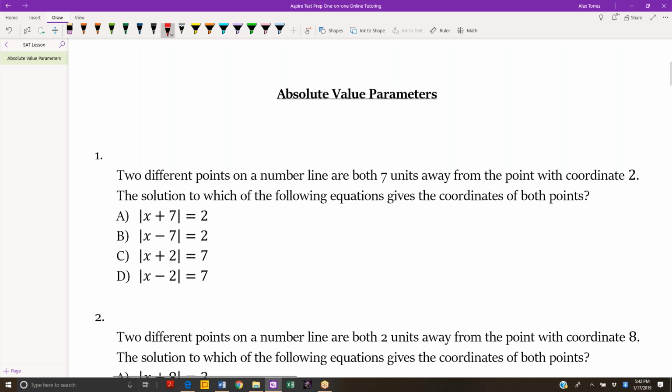So the main idea of this little concept, absolute value parameters, is that you've got a situation with absolute value, like the absolute value of x plus 7 equals 2. And without being prepared for it, it would mean nothing, of course. But before we start with that, I'll give you a comparison to that idea.